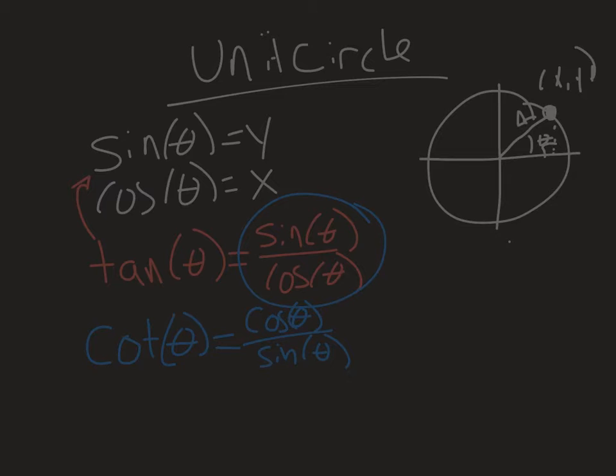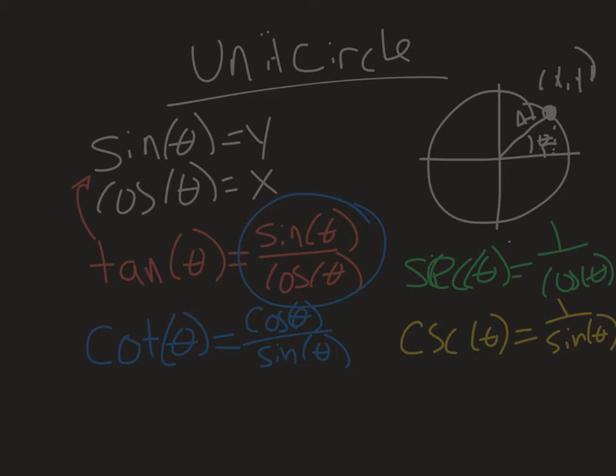And then if we continue with the reciprocal identities, if we look at secant of theta, we know that that is the reciprocal of cosine, so 1 over cosine of theta. And cosecant of theta would be the reciprocal of sine, so 1 over the sine of theta. So using these quotients, we can rewrite all trigonometric expressions in terms of sine and cosine, which will come in handy for a future lesson.